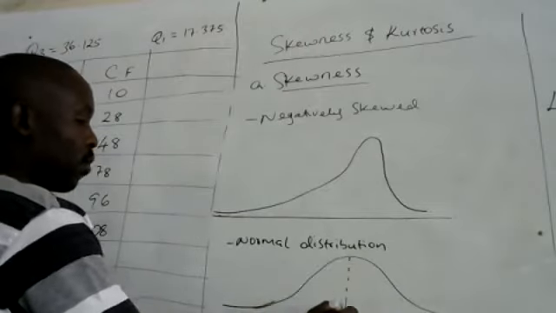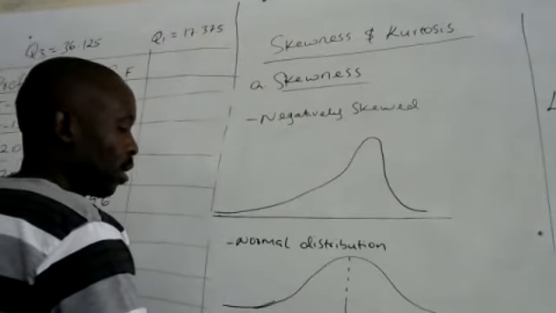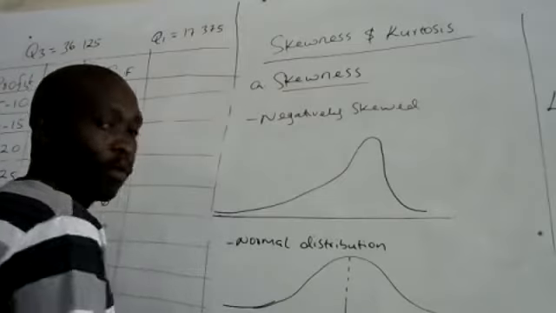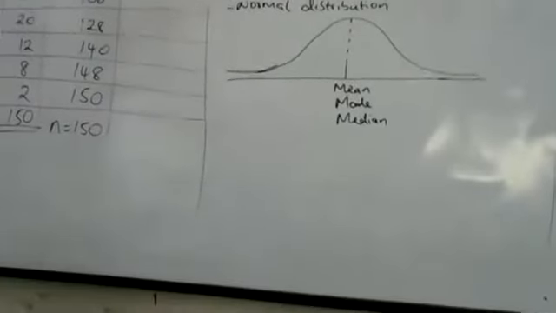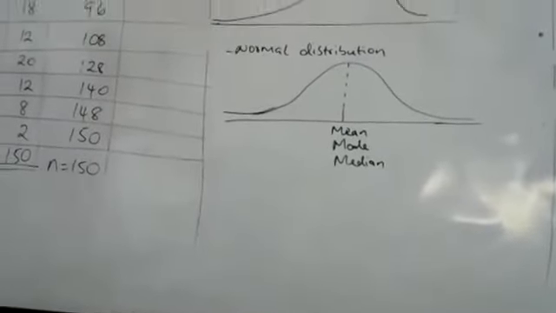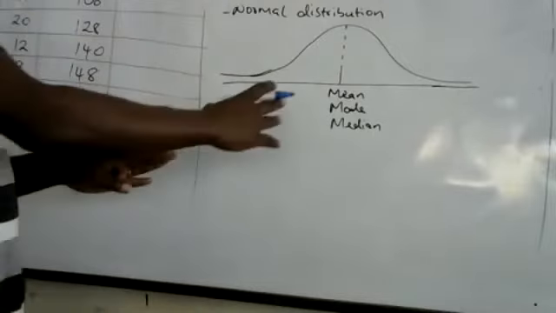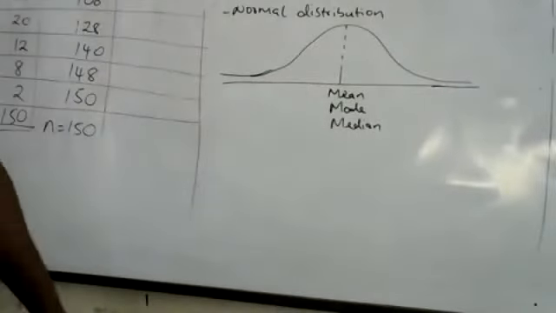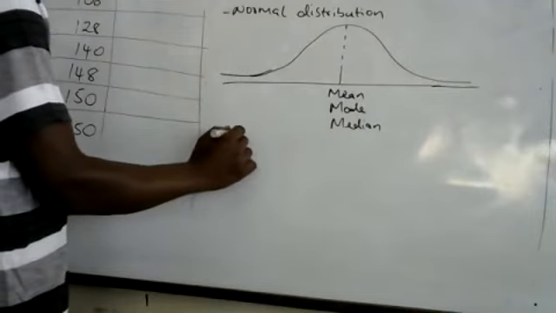So at the center here, that is where we have the mean. That is where we have the mode and the median. That is normal. And it's actually balanced. The way you can see to the right and to the left, it is the same. Then the last one, it is what we call positively skewed.